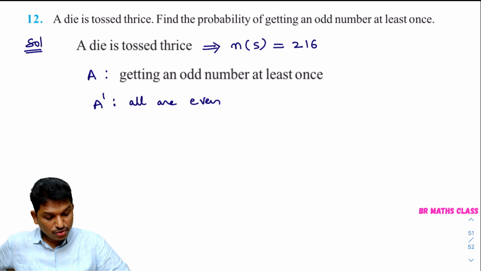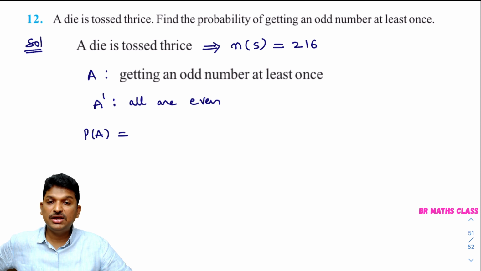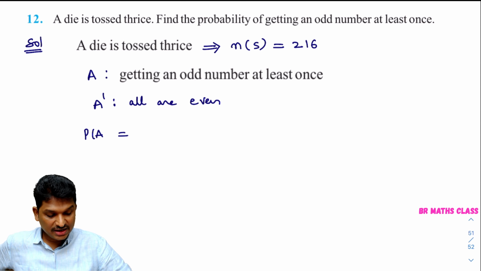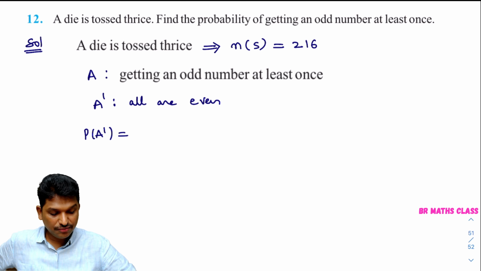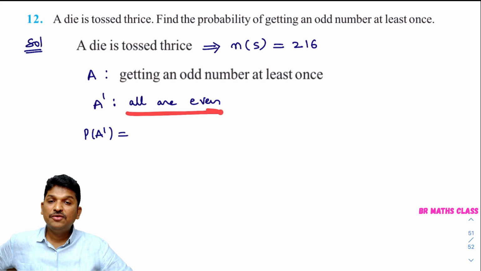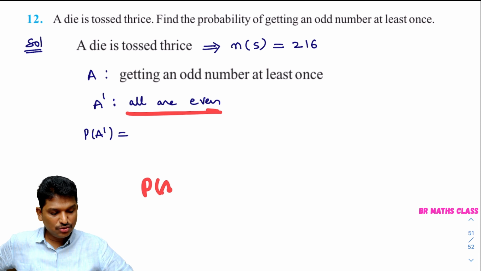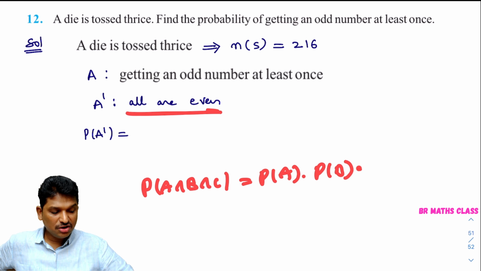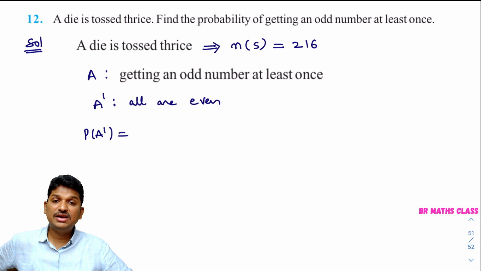Okay, now come to this probability of A. We will calculate probability of A dash. What is probability of A dash? All are even. That means when a die is tossed first time, it shows even. When die is tossed second time, that is also even. When die is tossed third time, that is also even. And tossing die first time, second time, third time are independent events. So if three events are independent events, you learn this: probability of A intersection B intersection C can be written as probability of A into probability of B into probability of C. Right? We learned this in theory part.